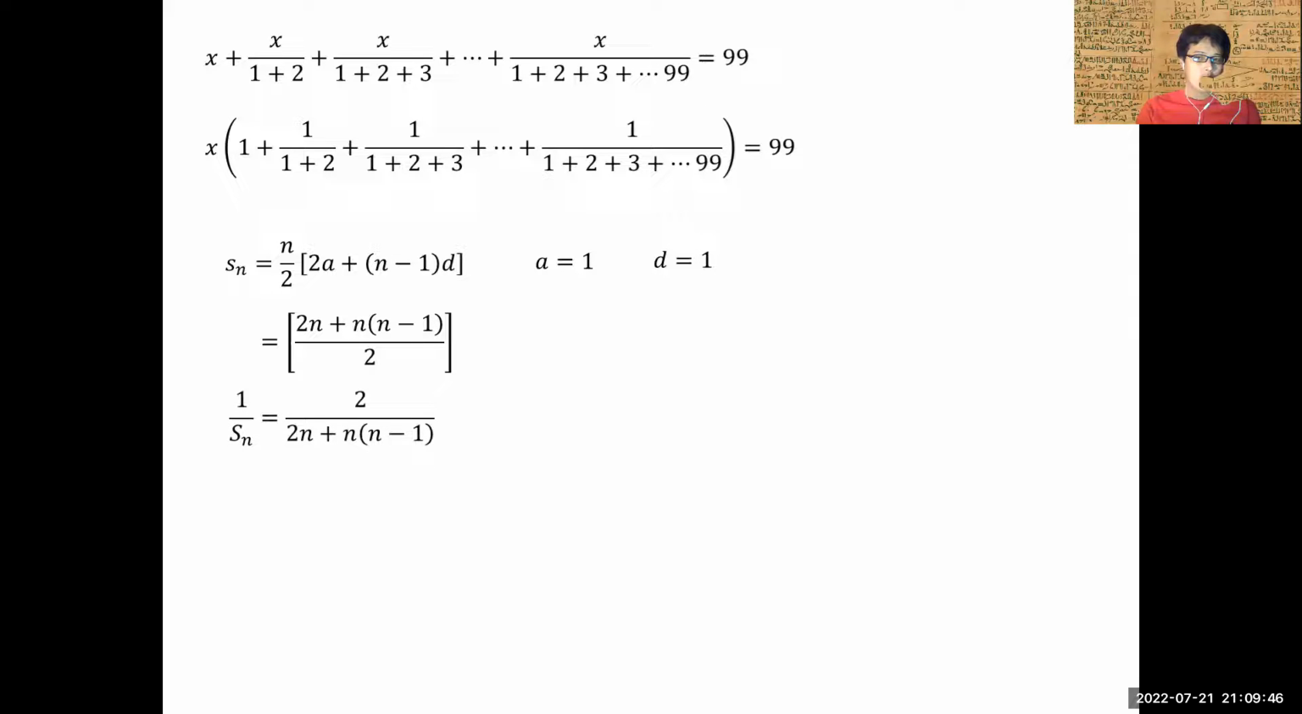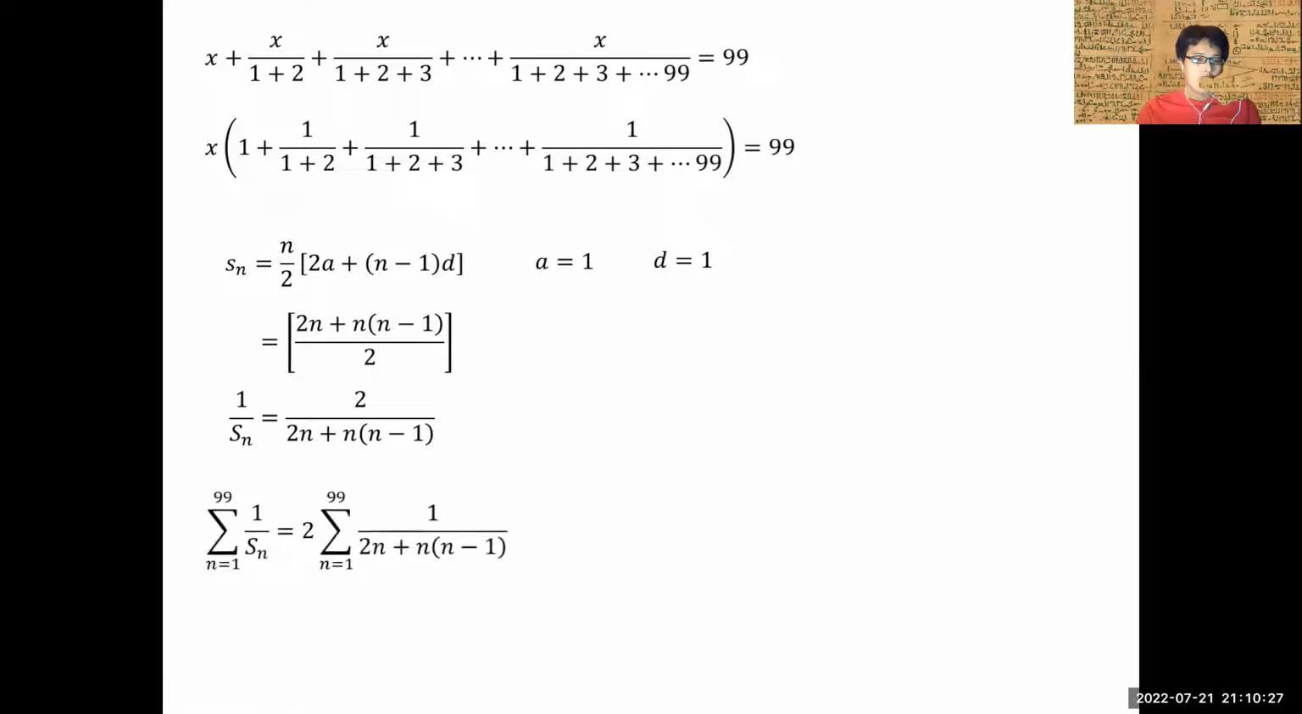Now, since we are dealing with harmonic series, notice that the denominators are what we call the arithmetical series. So 1 over the arithmetical series is 1 over Sn. This represents each of these terms, so on and so forth. So 1 over Sn will be equal to 2 over 2n plus n times n minus 1. I just took the reciprocal of both sides.